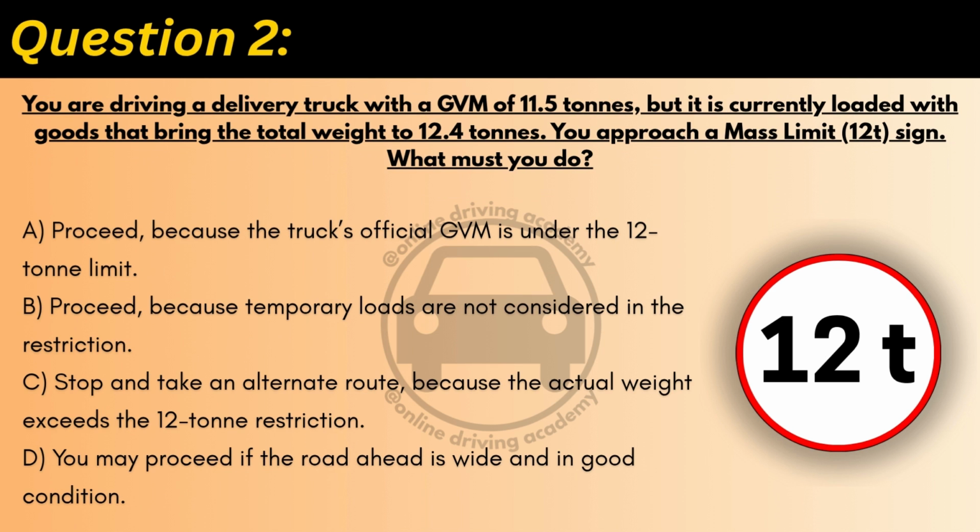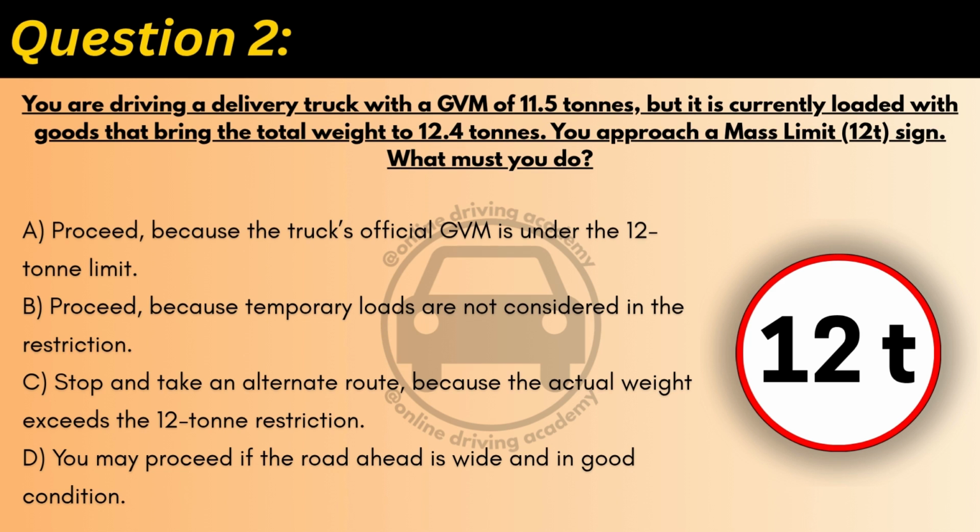Question 2. You are driving a delivery truck with a GVM of 11.5 tons. But it is currently loaded with goods that bring the total weight to 12.4 tons. Now you approach a mass limit sign of 12 T. What must you do? Automatically from the question we know that our GVM would be 12.4 tons, which is well over the 12 ton limit.